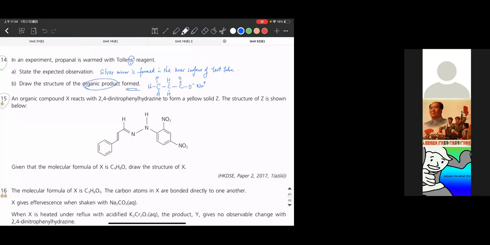Now, this is a common bench alkaline to be used besides ammonia. Okay, 15. If the structure is this, can you trace back the organic product of this? Just 1 mark, and you can, and that's it.